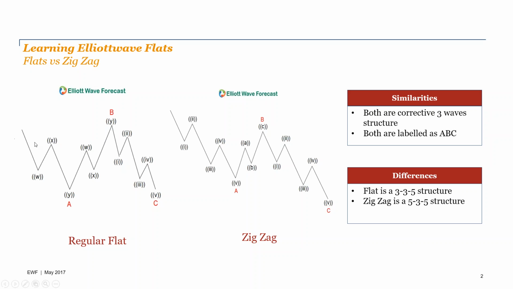A flat in Elliott Wave is actually the most confusing structure out of all the different structures out there in the market. Now, a flat in Elliott Wave is labeled as A, B, C. How many have heard of an ABC structure in Elliott Wave?